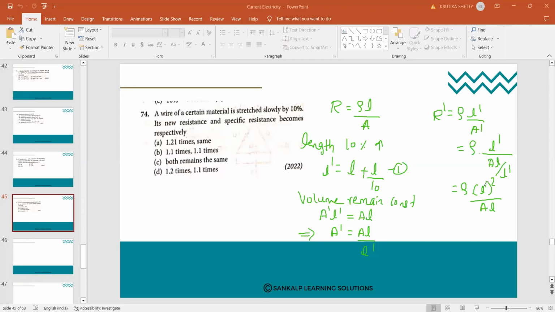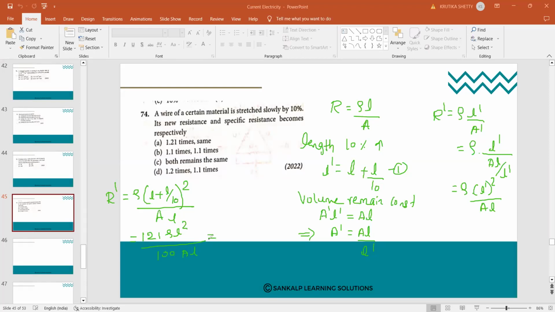Now you can substitute the value of L dash and further simplify. So next, substitute that L dash value. That is R dash is equal to rho into bracket L dash, which is L plus L by 10, whole square, divided by A into L. The simplification is 121 rho L square divided by 100 A into L.